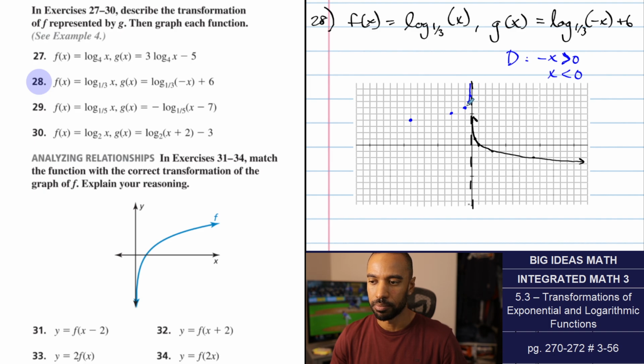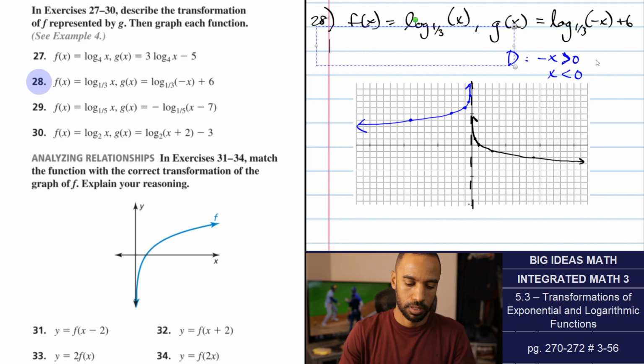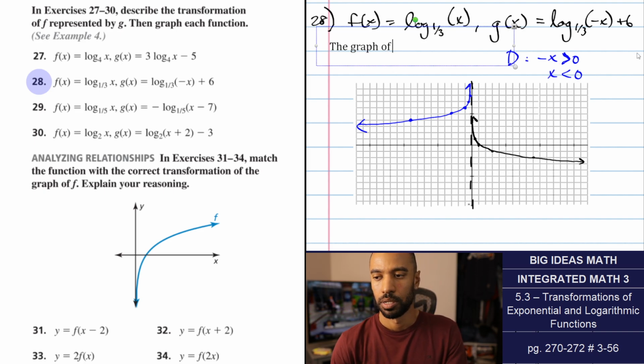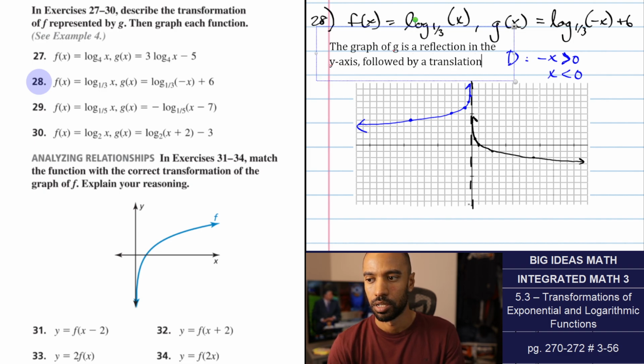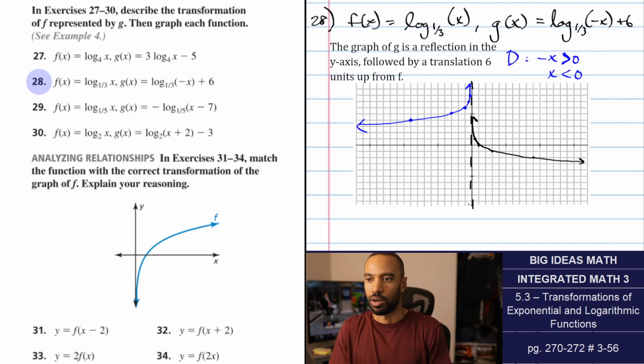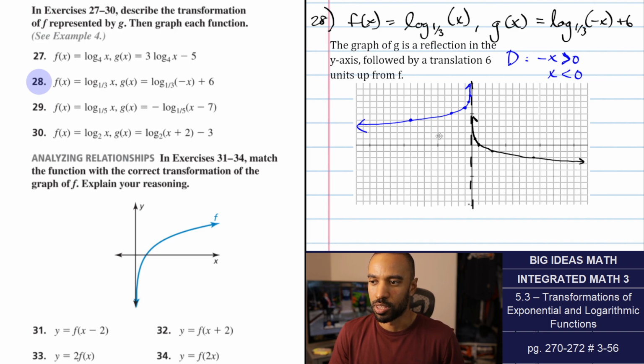I still have to describe it. All right, that was actually pretty good looking. Okay, the graph of g is a reflection in the y-axis, followed by a translation 6 units up from f. All right. There's a description. There's the graph. There we move on.